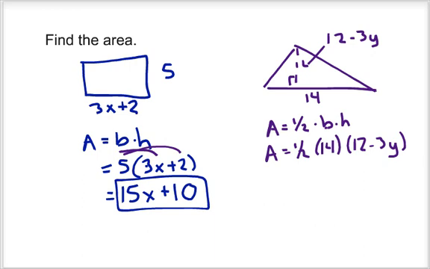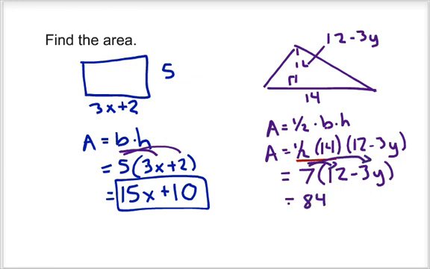I've got 1/2 times 14. Well, I can do that really quick, and I'll simplify this problem quite a bit. So what is 1/2 times 14? Well, that's just 7. So I'm left with 7 times the quantity 12 minus 3y, and that's a little bit easier to look at. 7 times 12, which is, of course, 84. And then we've got 7 times 3y. And of course, this is subtraction, so I'm going to put my subtraction sign down there. 7 times 3y is 21y.